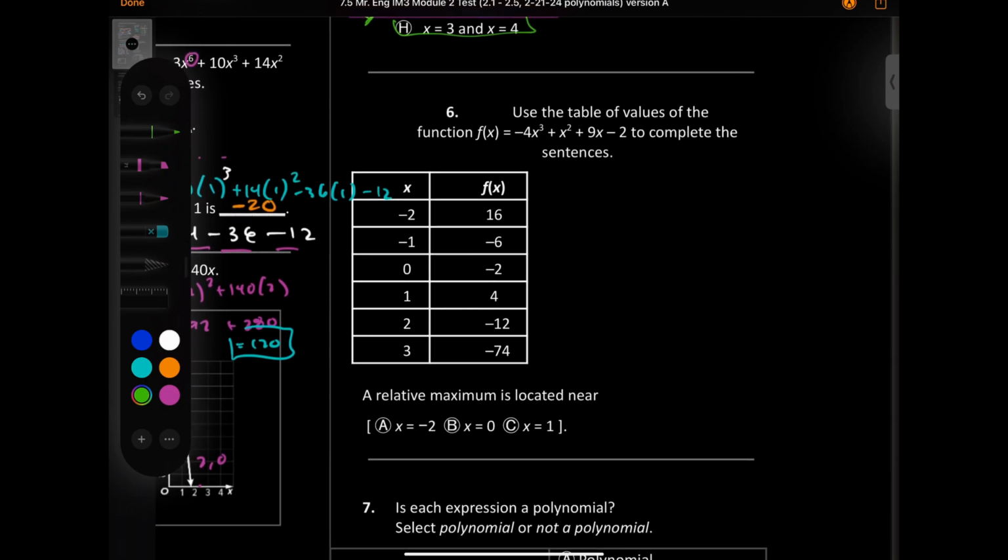Number 6, use a table of values. So I'm just going to graph this. Quick sketch, -1, -2, 1, 2, 3. Then I notice there's -75. So I'm going to count by 25s. Okay, let's graph this. -2, 16. -1, 6. So it's like here. Then goes back up. 1, 4. Goes back down. 2, 12. And 3, -74. So looks like a graph is doing something like this.